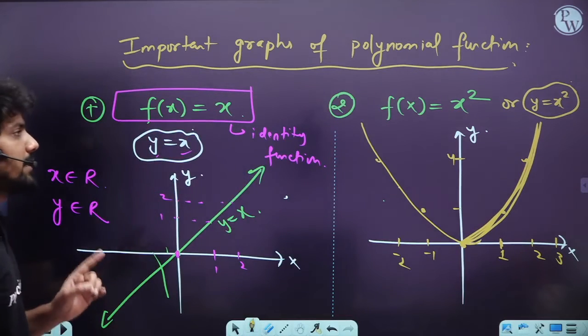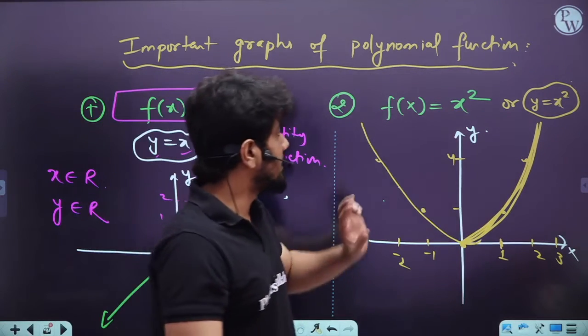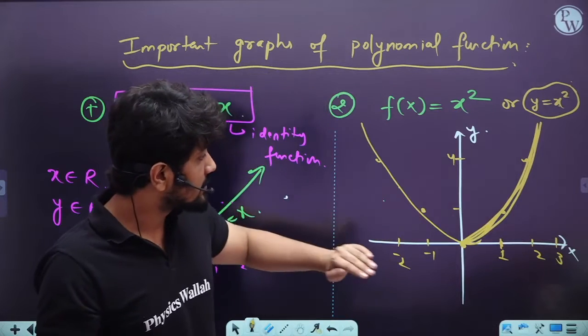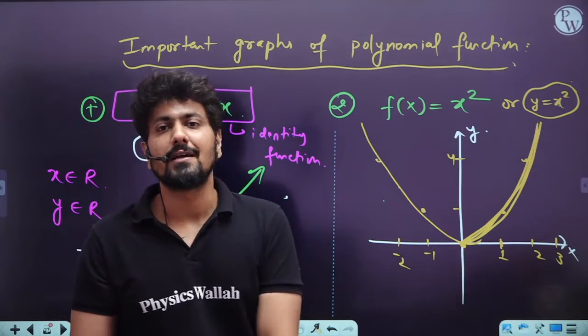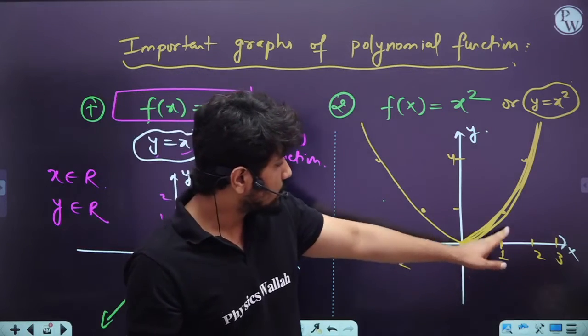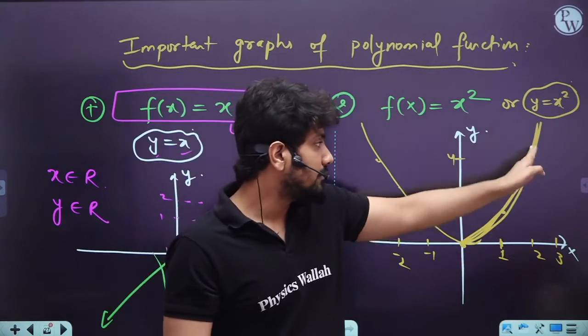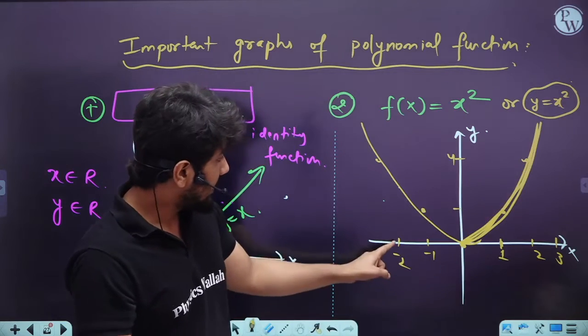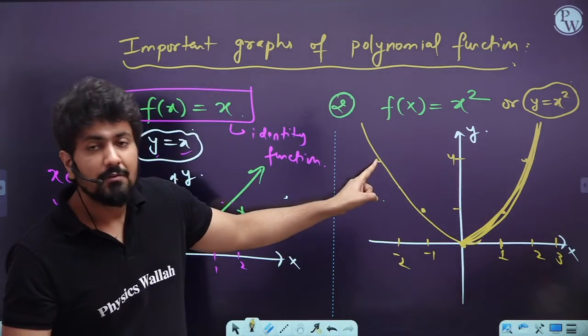Okay. Remember, very important graph. The graph of f(x) is equal to x square looks like this. It is the parabolic graph. At x is equal to 0, y is 0. At x is equal to 1, y is 1. At x is equal to 2, y will be 4. At x is equal to minus 2, again y will be 4.